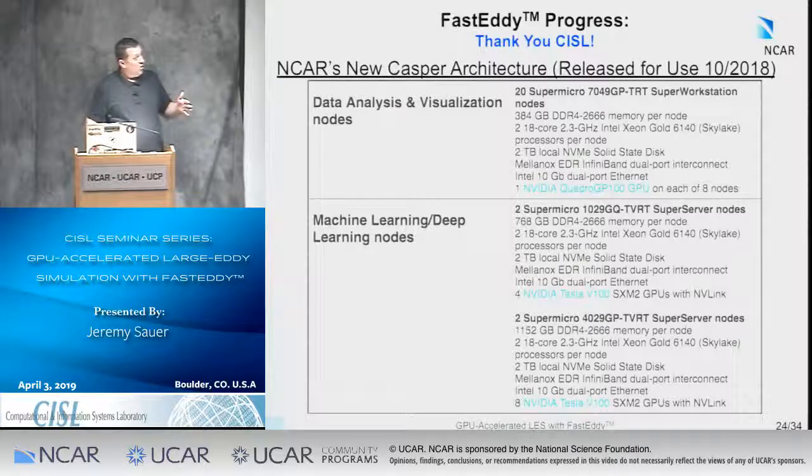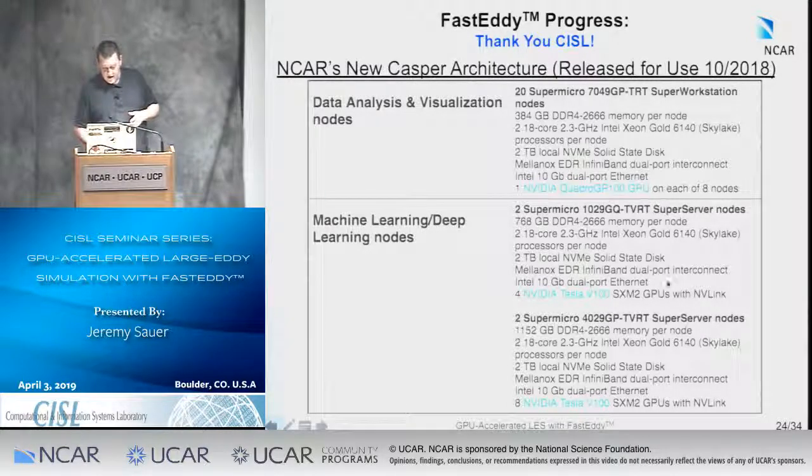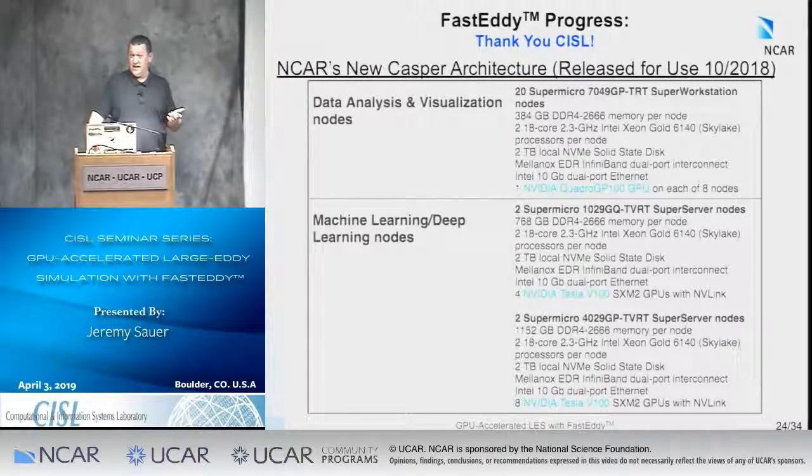So this, of course, was the announcement of the Casper architecture, which had, in particular, not just one GPU anymore, but now there were multiple GPUs per node. And so this was the first time we had an opportunity with FastEddy to start looking at what we could possibly do with multiple GPUs.